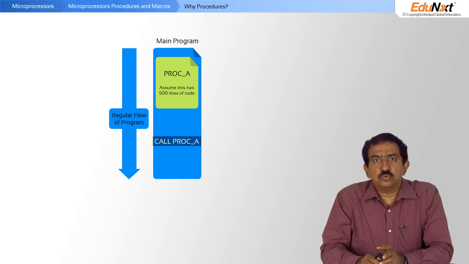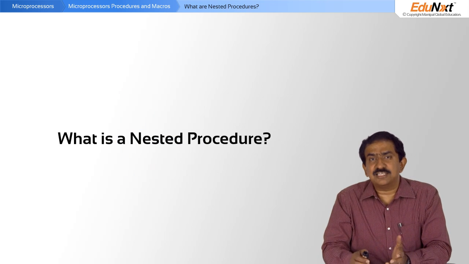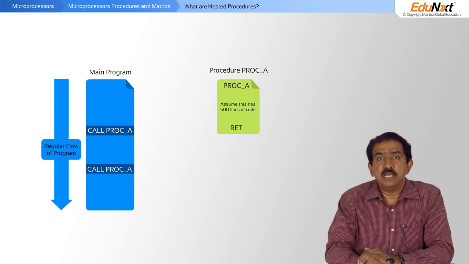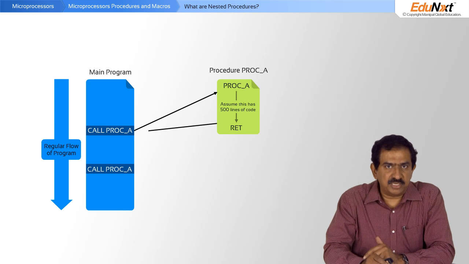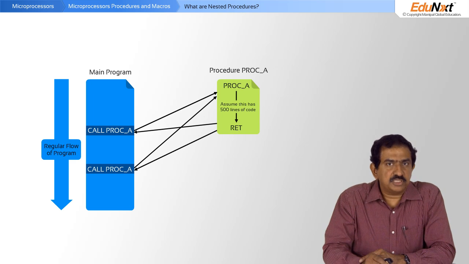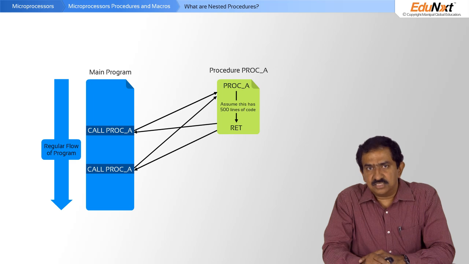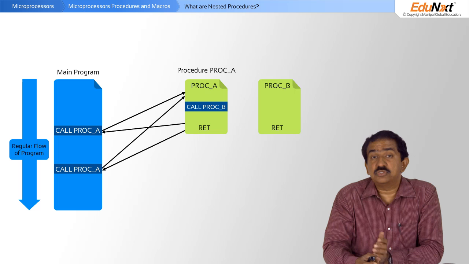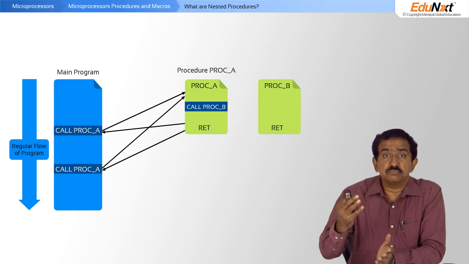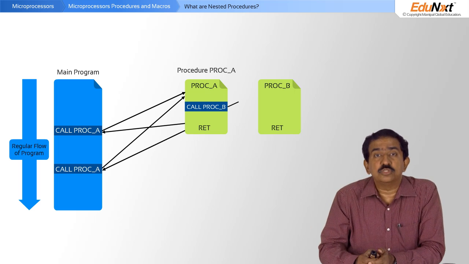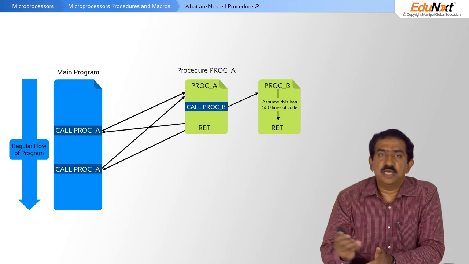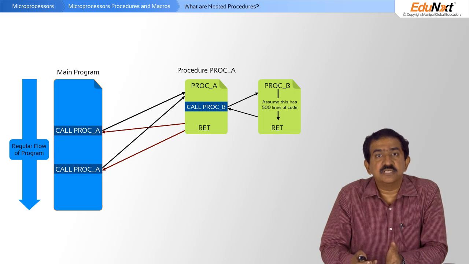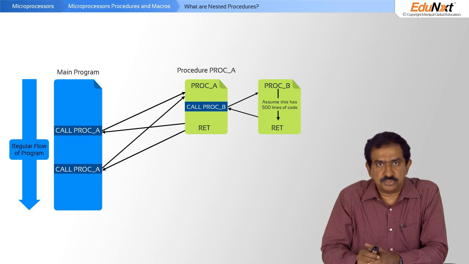An additional concept to this is something called the nested procedure. And what's a nested procedure? A procedure within a procedure is called a nested procedure. So in this example, procedure A is called twice in the main program. Every time procedure A is called, procedure A in turn calls procedure B. And procedure B is another piece of program. Now procedure A could call procedure B 5 times. And every time it would go to this one location, execute procedure B and return to procedure A. At the end of procedure A, you come back to the main program again. This is the concept called nested procedures.